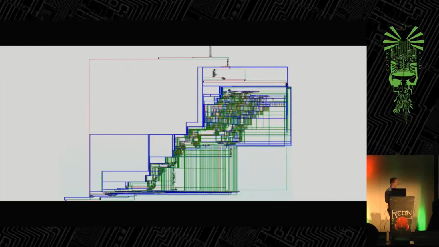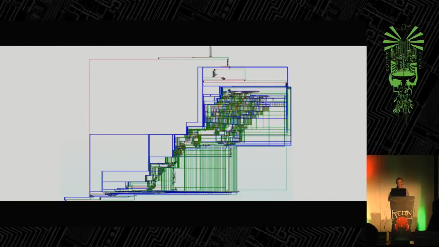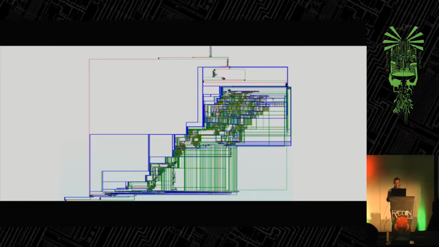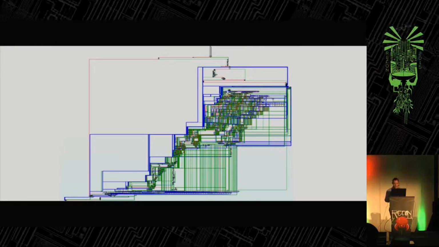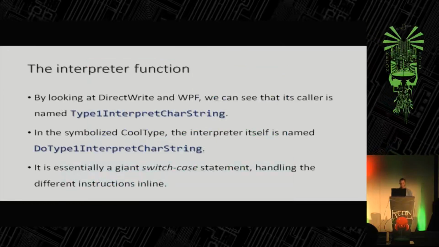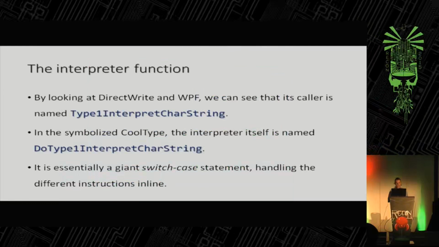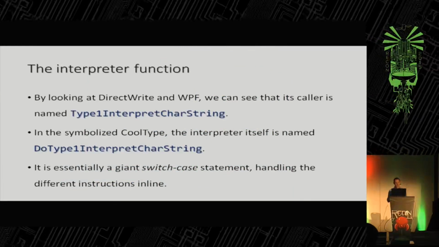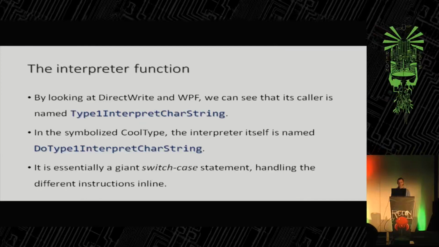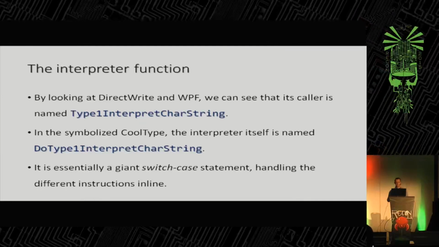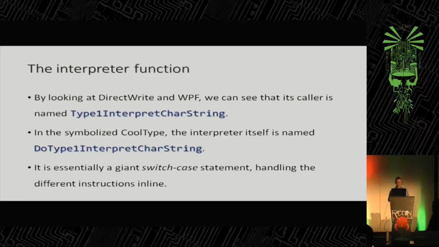It looks like this in IDA. And I actually had to increase the maximum limit of nodes that IDA would be willing to render as a graph because 1,000 wasn't enough. So it's really huge. And if we want to have a confirmation that this is actually the right function, we can take a look at DirectWrite or Windows Presentation Foundation and see that the name of the function is actually Type1InterpretCharString. Or in the symbolized CoolType, it's DoType1InterpretCharString.